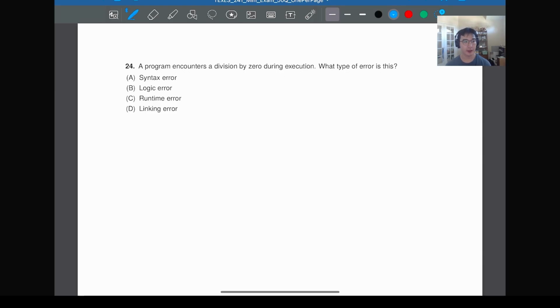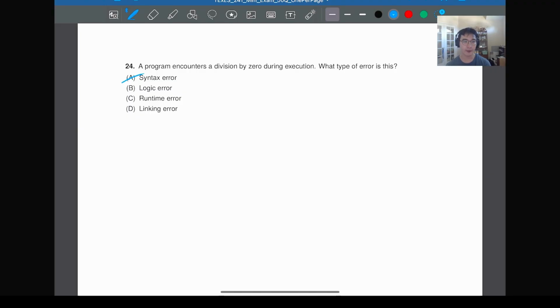All right, question 24. A program encounters a division by 0 during execution. What type of error is this? So the program is running right now. So we know it is not a syntax error because a syntax error would be caught at compilation. So now we're left with logic, runtime, and linking.